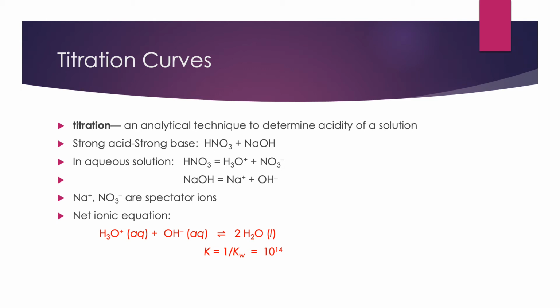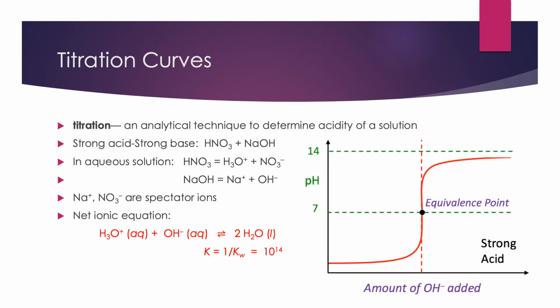Now, what does this give you? It actually gives you, if you measure this at a bunch of different amounts of OH− added, a curve that shows you how the acidity of the solution changed as you added the base. So let's get acquainted with what's on this curve. On the horizontal axis, we're measuring the amount of hydroxide ion that's added. On the vertical axis, we're measuring the pH.